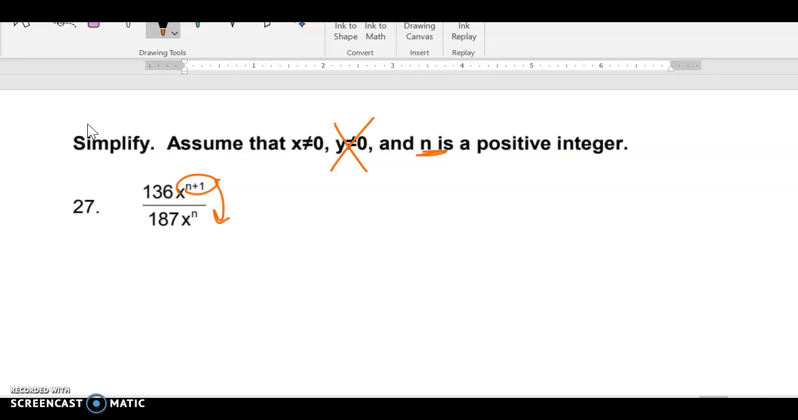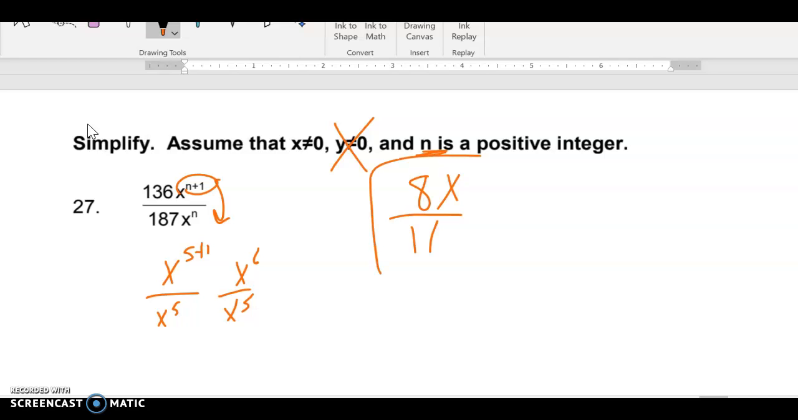And then you're going to factor 136 and 187 just like you would do in lower grades, and that's 8 over 11. If I put a 5, that's x to the 5th over x to the 5th plus 1 over x to the 5th, which would be x to the 6th over x to the 5th. There's one more, and so there's an x. No matter what number I plug in for n, there'd always be one more in the numerator than the denominator. So the one in the numerator stays, and that's the answer. Hope that clears it up.